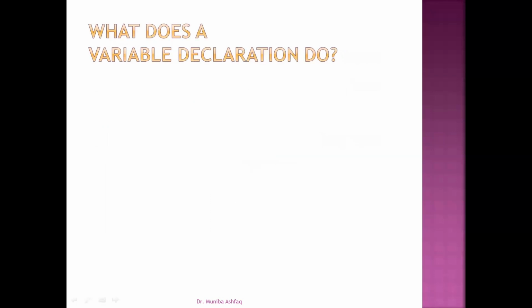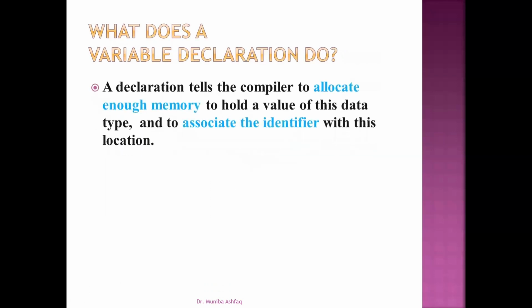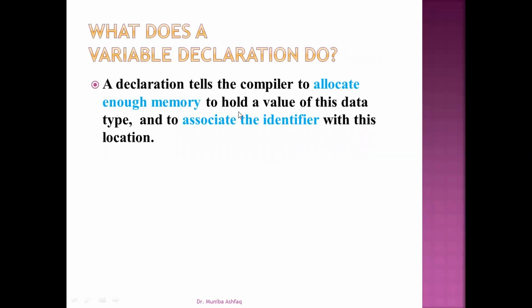What does a declaration do? Declaration tells the compiler to allocate enough memory to hold a value of this data type and to associate the identifier with this location.